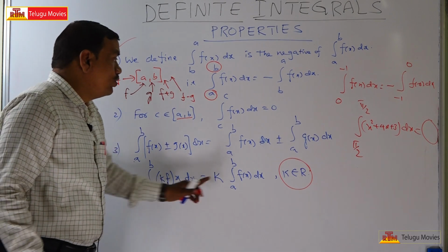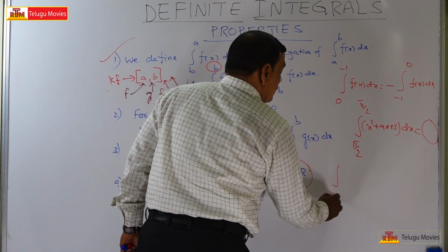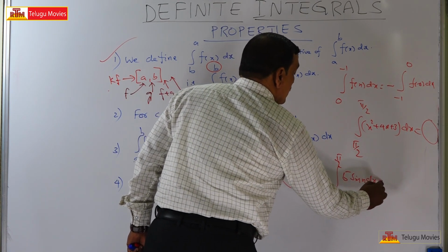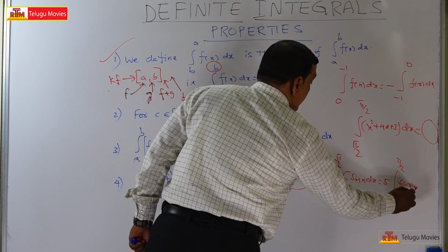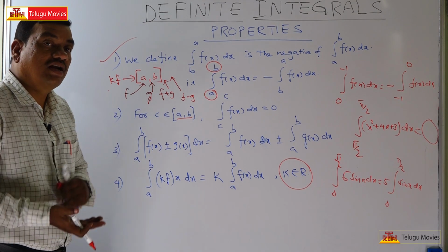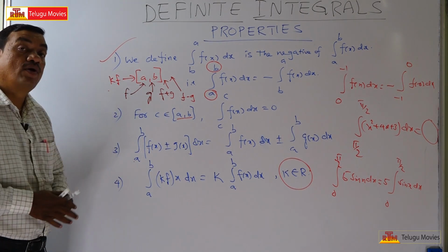That means you can take k common outside. For example, if you want the integral from 0 to pi by 2 of 5 sin x dx, then you can take 5 common outside: 5 times integral 0 to pi by 2 of sin x dx. Understand? Therefore, you can take the constant outside. I hope that you understand these 4 properties.